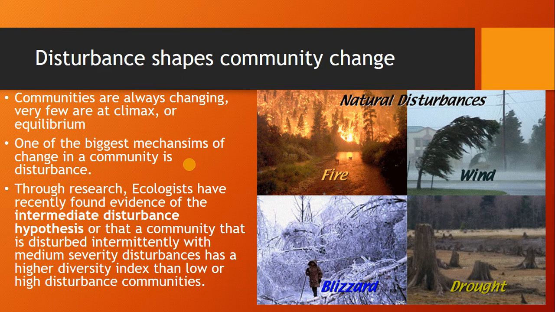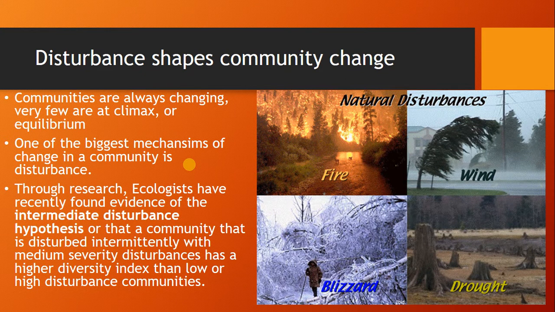Disturbances don't necessarily have to be forest fires or giant blizzards or droughts. Those are examples of severe disturbances. But they can just be wind or an increase in sunlight, things like that.